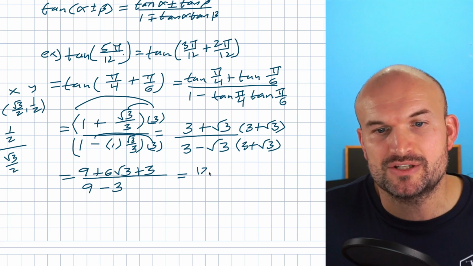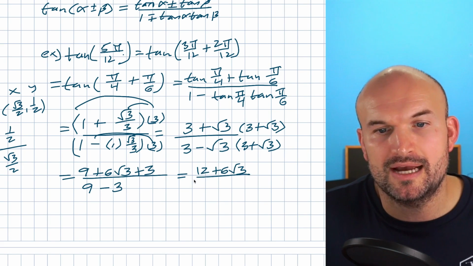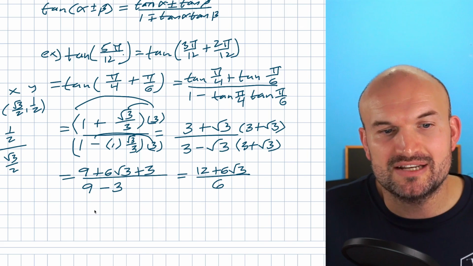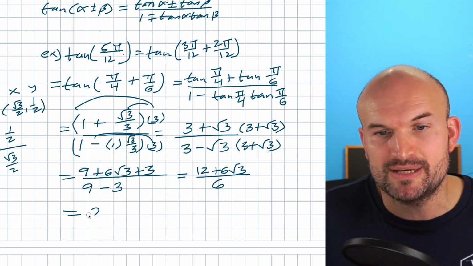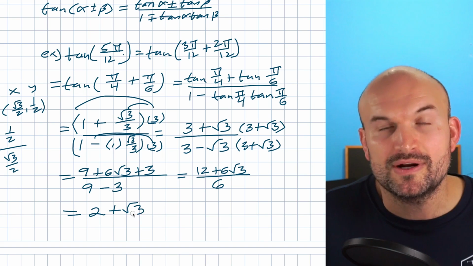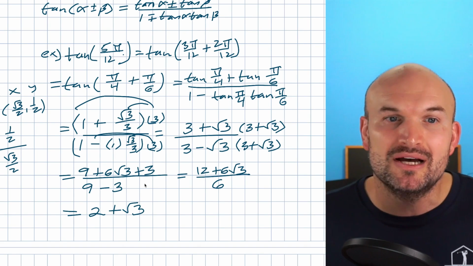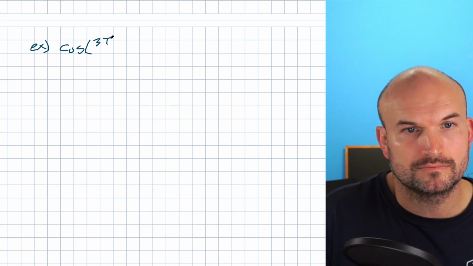9 plus 3 is going to be 12 plus 6 square root of 3. And then therefore the denominator is going to be 6. Now I can divide that 6 into the 12, which is going to be a 2, and then plus the square root of 3. And there you go. Now that's going to be the exact value of tangent of 5 pi over 12.